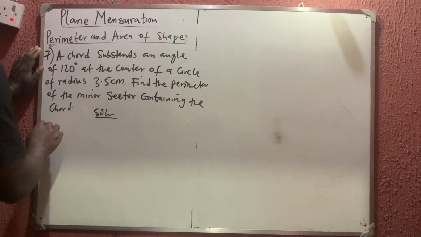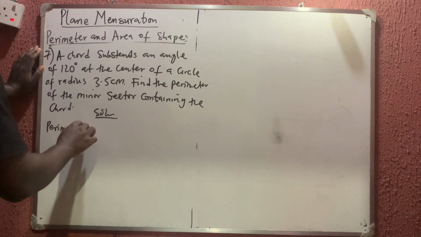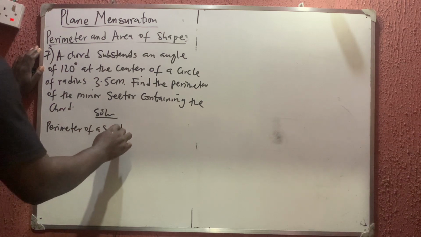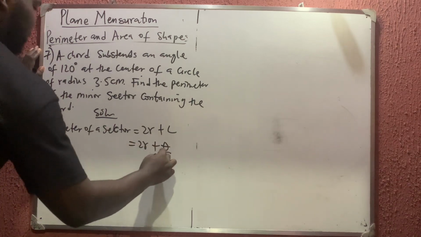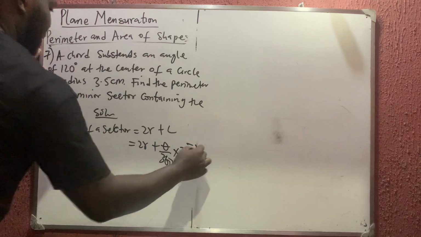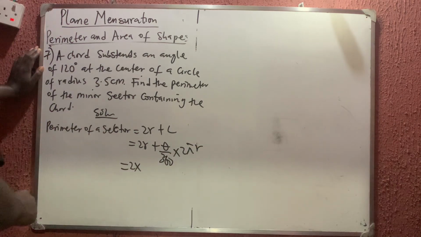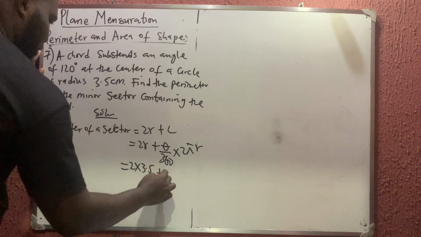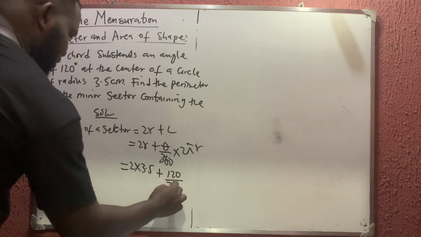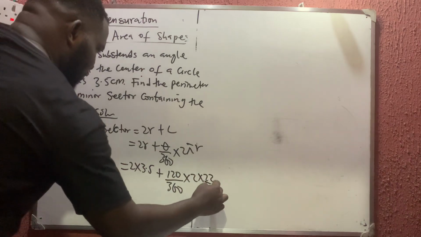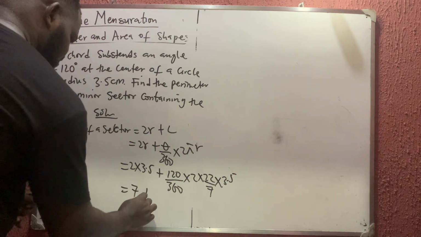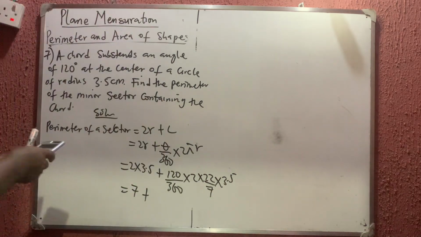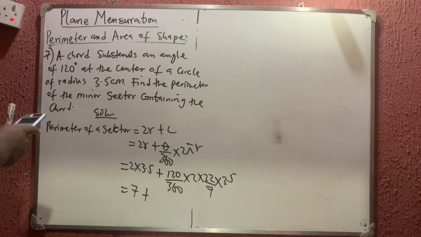Solution. We know that the perimeter of a sector is given as 2r plus l, which is 2r plus theta over 360 times 2 pi r. So 2 times the radius there, 3.5, plus 120 over 360 times 2 times 22 over 7 times 3.5 again. So this is 7 plus, let's work out the other one: 120 times 44 times 3.5 divided by 2520.